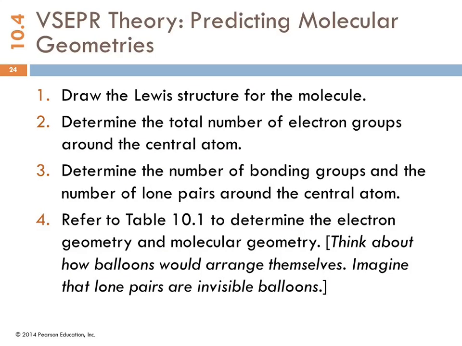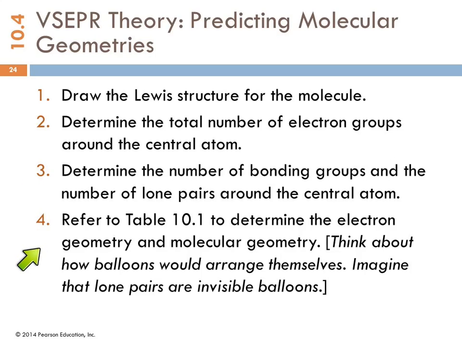So for those who like lists of instructions, here's how you go about predicting molecular geometries. You've got to start with the Lewis structure. If you get the Lewis structure wrong, you're probably going to get the rest of it wrong. Determine the total number of electron groups. Figure out how many are bonding groups and lone pairs.